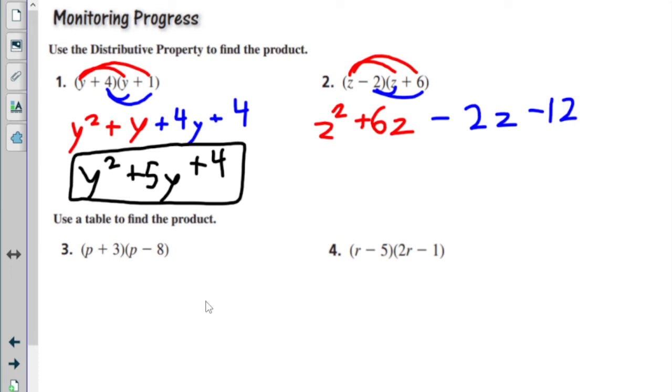And now let's put those together. We have a z squared here that's still a z squared. We have a minus 12 here that's still going to be minus 12. And then these middle terms are going to get combined together. I have a positive 6z minus 2z is a positive 4z. The positive 6 outweighed the negative 2, so it stayed positive.